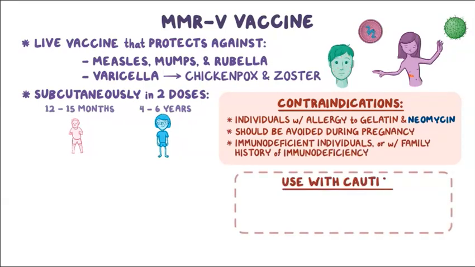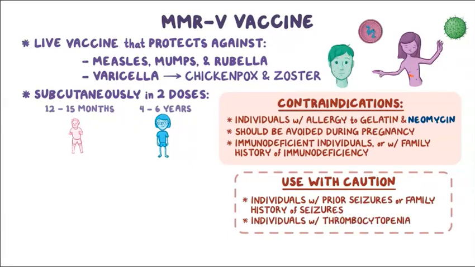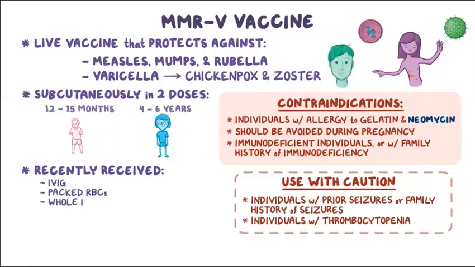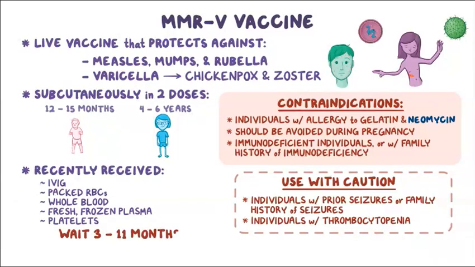It's also used with caution at the discretion of the healthcare provider in those with prior seizures or even a family history of seizures or thrombocytopenia, because the vaccine carries a small risk of febrile seizures and a small risk of thrombocytopenia. If the child has also recently received antibody-containing blood products like IVIG, packed red blood cells, whole blood, fresh frozen plasma, or platelets, it's better to wait for at least 3 months and perhaps up to 11 months, depending on the dose and type of blood product, because it can interfere with the ability of the vaccine to produce immunity.